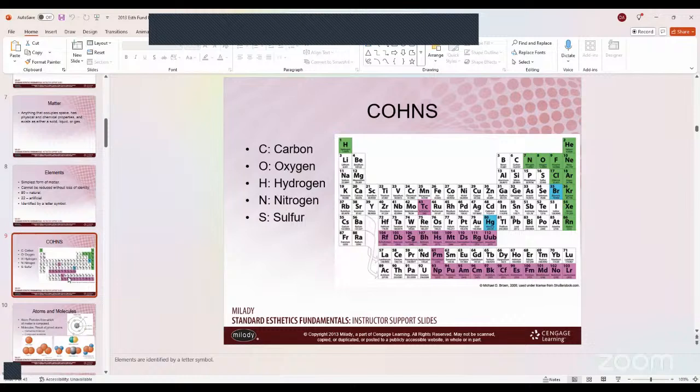Now, this is what I want you to definitely stick a pin in. CHONS, C-H-O-N-S. I never want you to forget this. CHONS, okay? Our hair, skin, and nails are made up of a combination of CHONS. These are the elements that make up us, who we are, all right? Especially your hair. Carbon, oxygen, hydrogen, nitrogen, and sulfur.